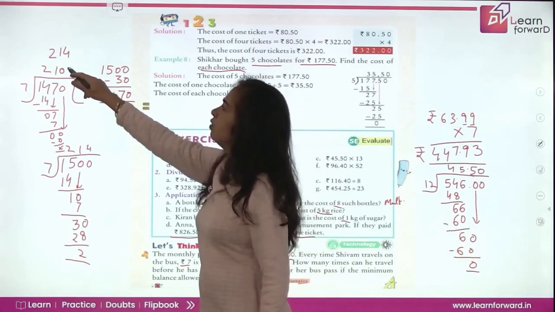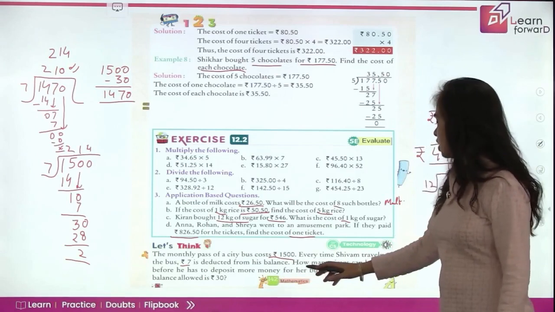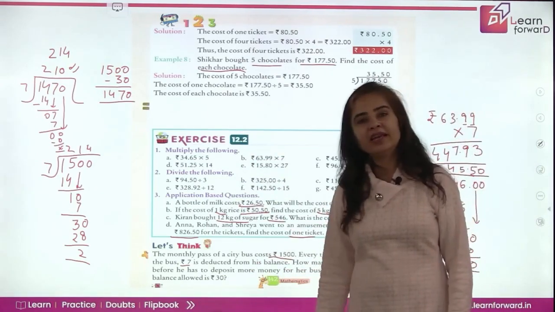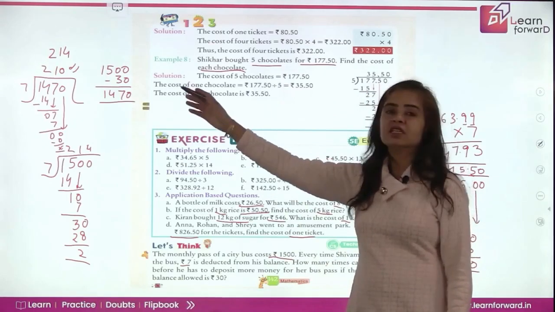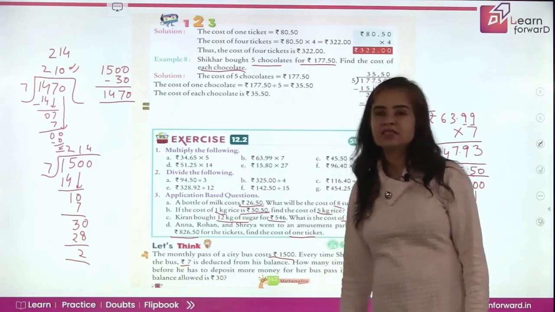So this is valid for 210 days, and the question asks how many times can he travel. That means he can travel 210 days, right? So we will first keep 30 rupees aside. Will not go directly for division by 7.